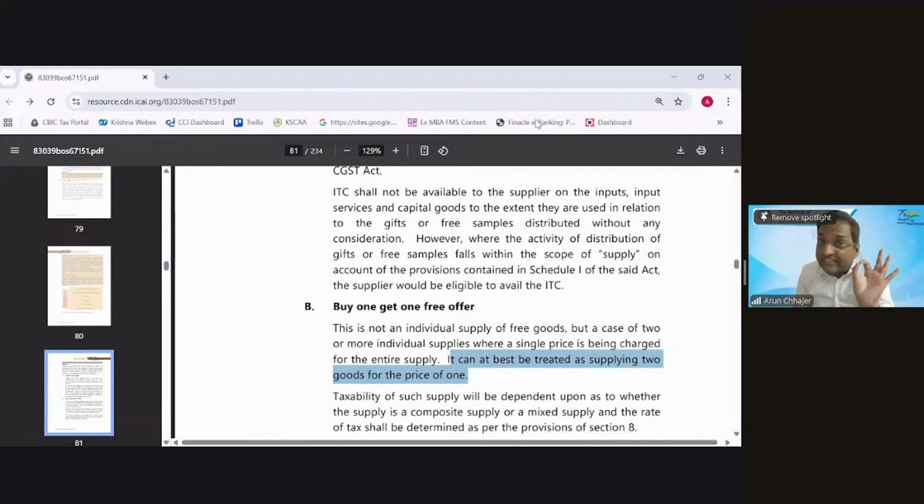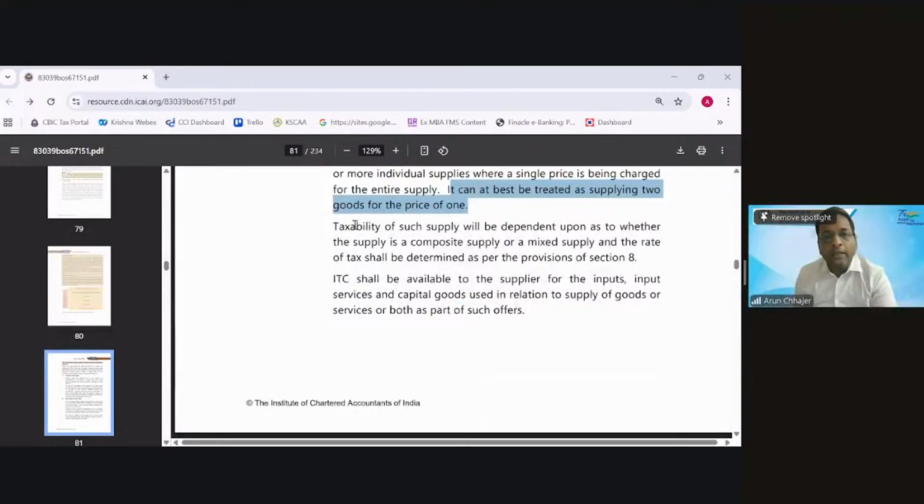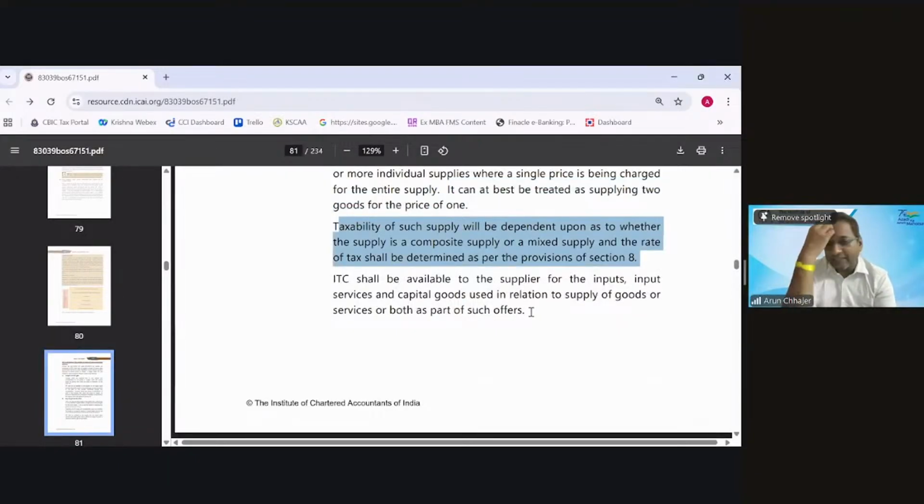Composite supply has no condition related to price. So when you see that it has to be a single price, do not directly jump to mixed supply. Because you have to see other conditions, whether there is any principal element, whether they are naturally bundled. If yes, then it is composite supply, even though price is single. Single price is the additional condition for mixed supply. It means to say that a transaction as composite can be single price or it can be different price, no problem. So taxability of the supply will depend upon whether the supply is composite or mixed, and the rate will be determined as per section 8.